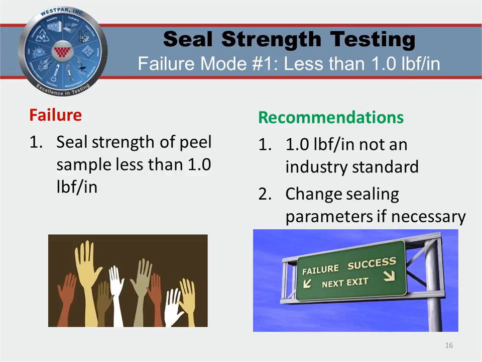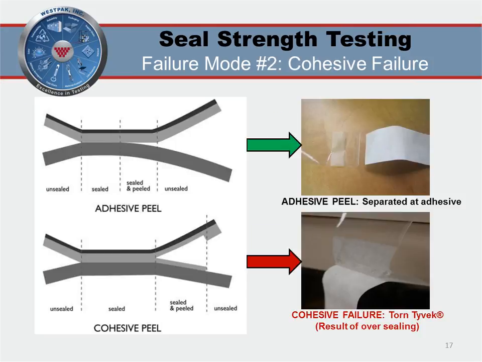The second failure mode for peel testing is the cohesive failure. For a pouch or tray being peeled open, a desired peel is an adhesive peel. This is where the two sides of the SBS are cleanly separated at the adhesive. The diagrams at the top left illustrate an adhesive peel. The bottom left diagram illustrates a cohesive peel, where the material, typically the Tyvek, starts to tear. This is the result of oversealing. The picture on the bottom right shows an actual cohesive failure where the Tyvek begins to tear.